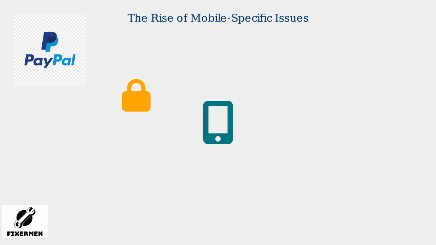Operating system updates on iOS and Android can disrupt app functionality, causing authentication failures. For example, an iOS update might change how the app handles cookies or security tokens, triggering the error unexpectedly.